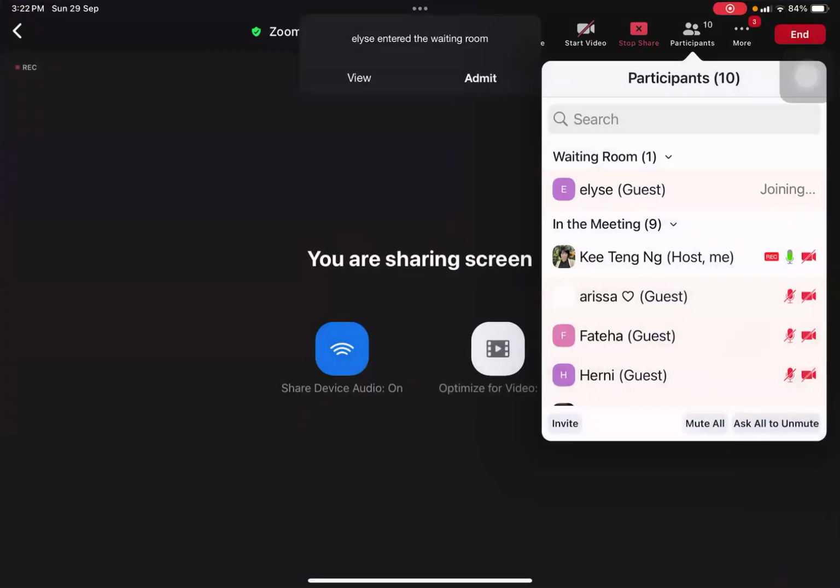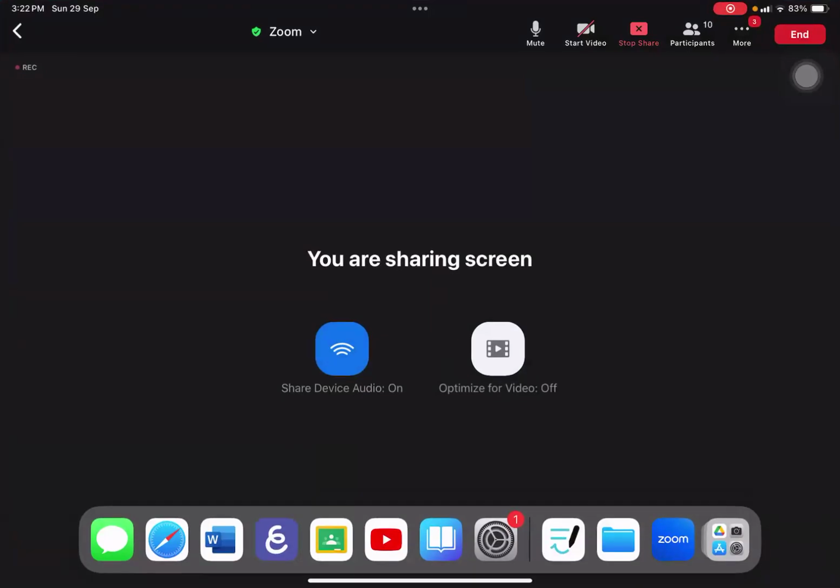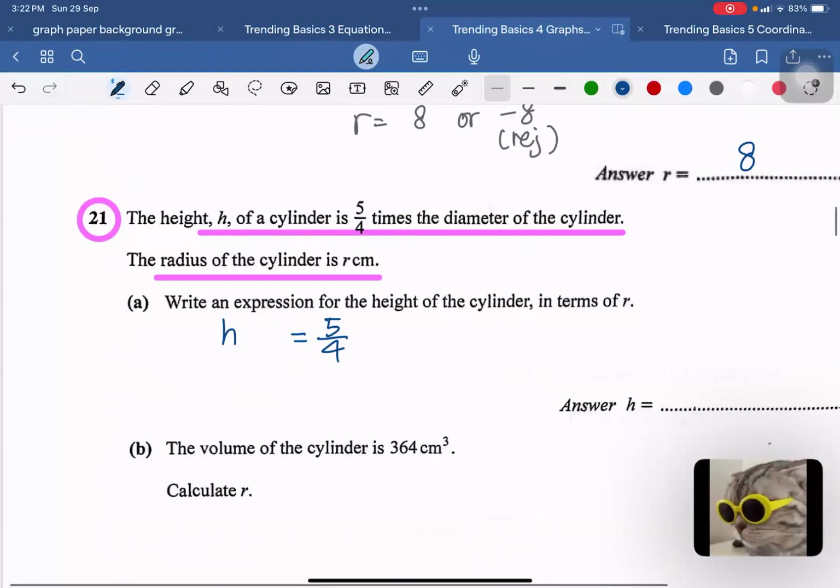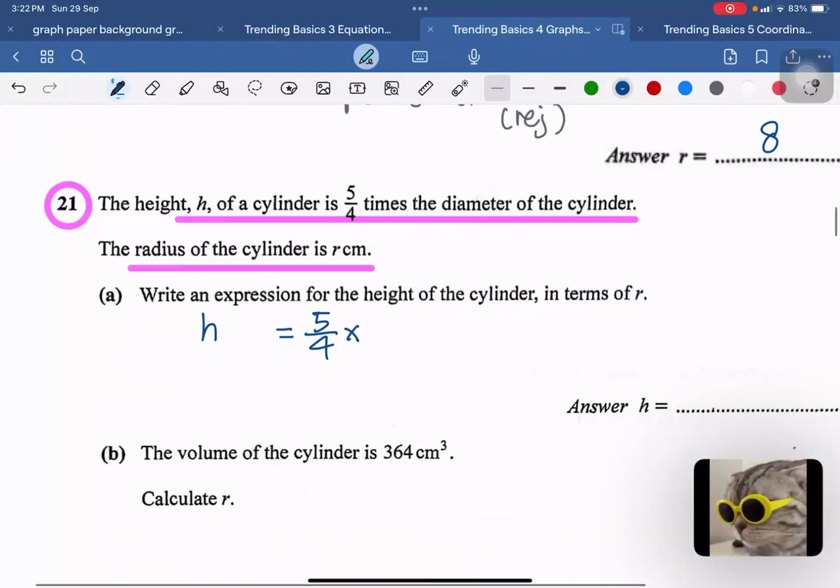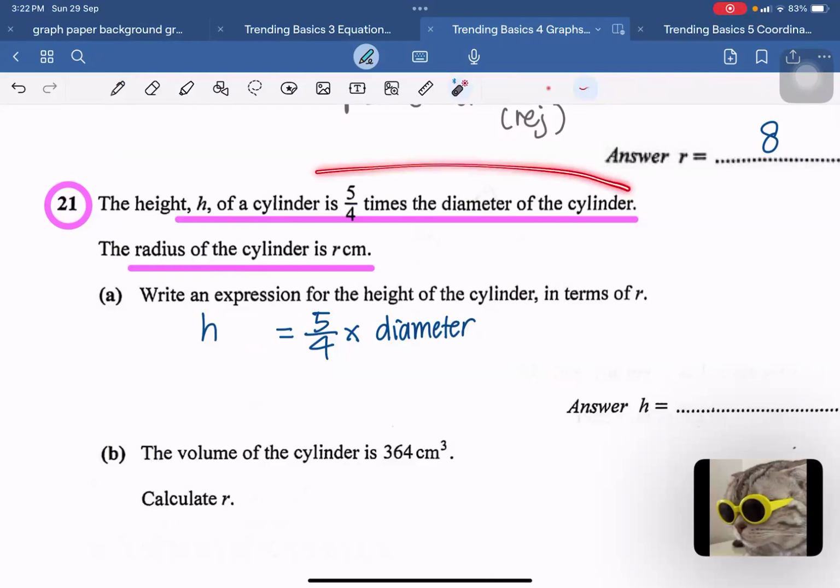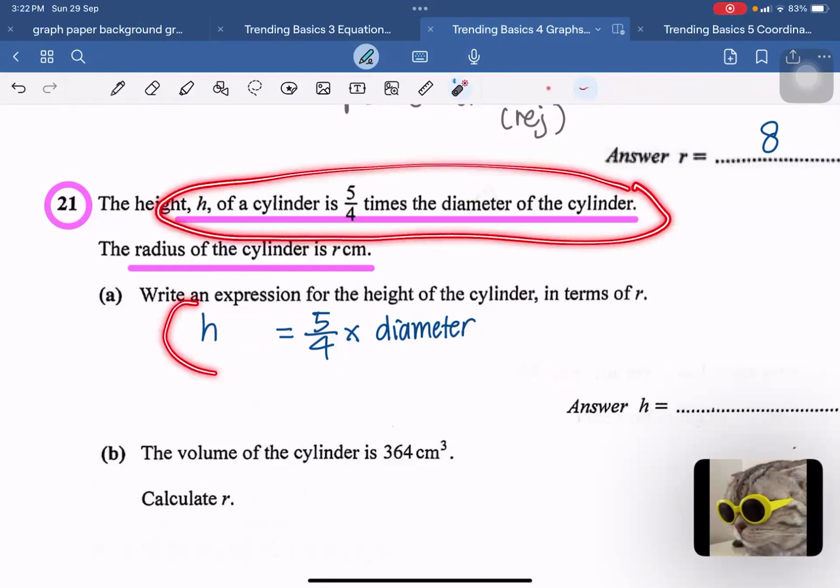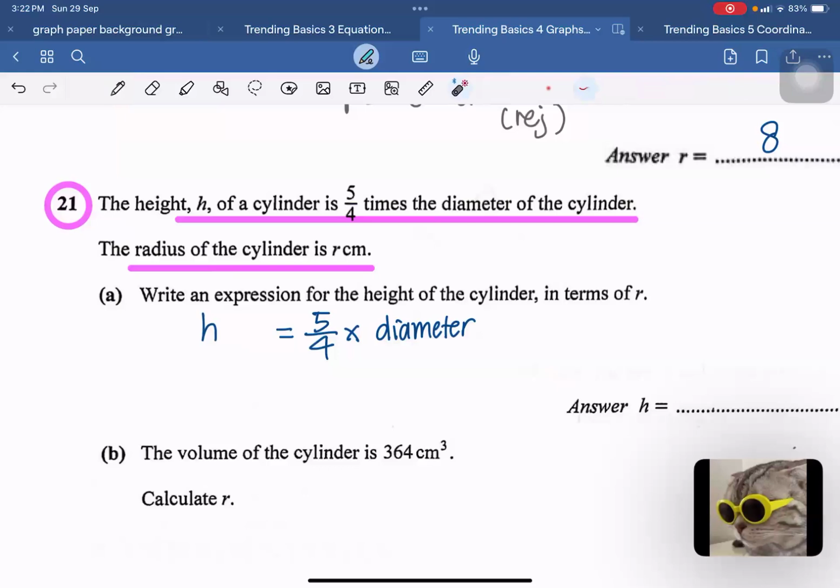Who's here? Oh, Elise. Hi, Elise. Okay, equals to 5/4 times diameter. Okay, very difficult to piece your mind together. You follow the statement. H equals to 5/4 times diameter.